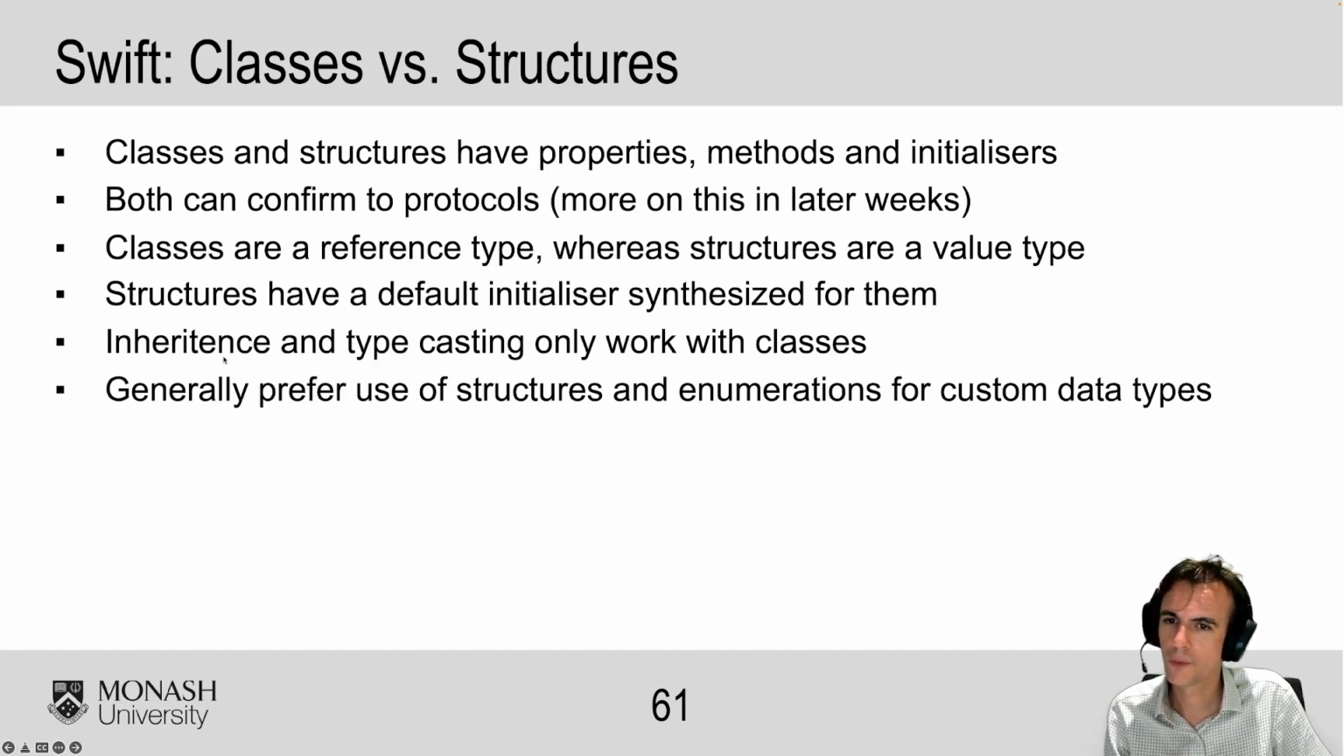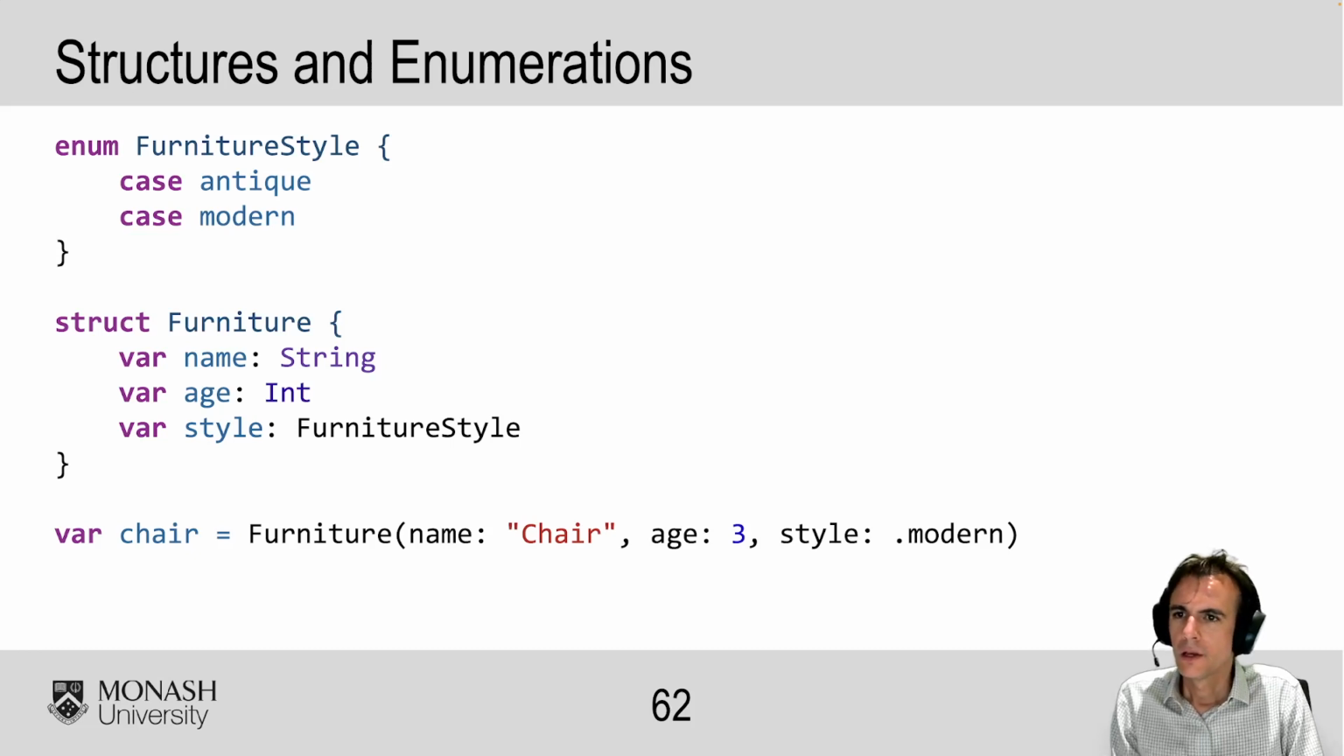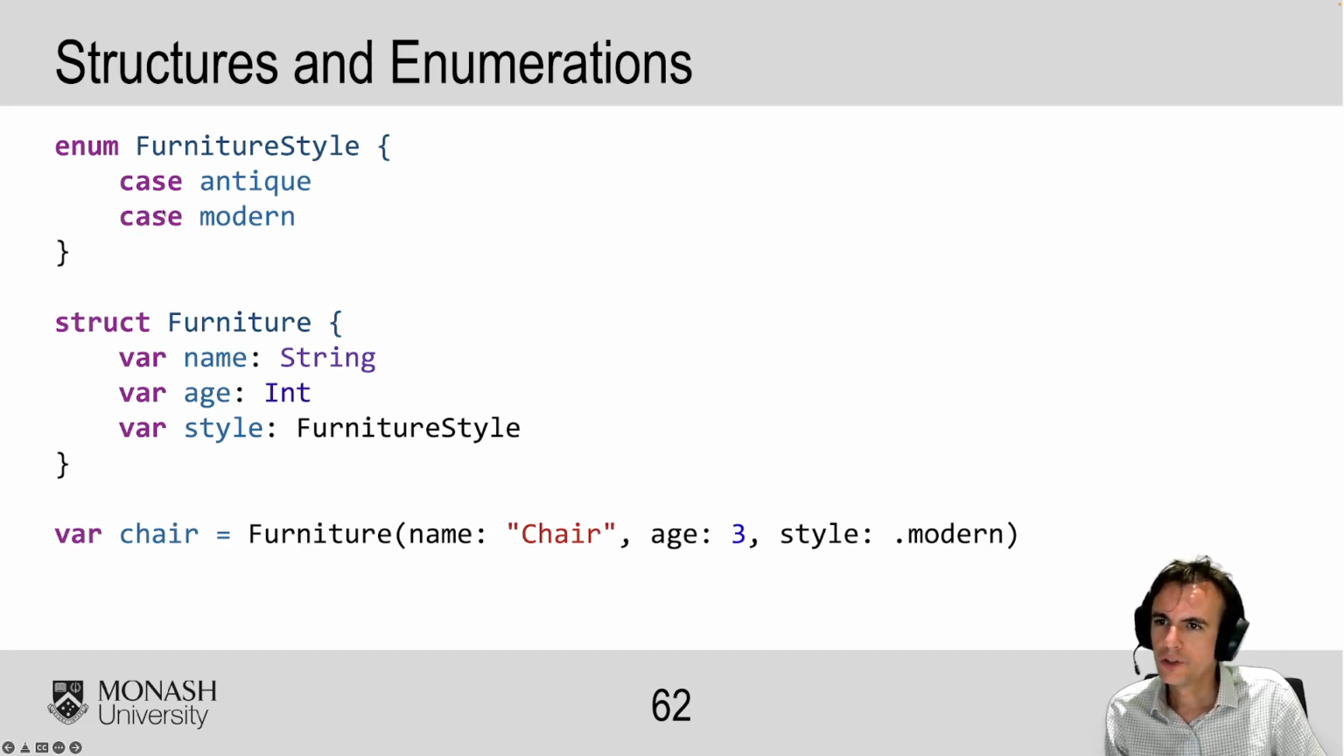So there are plenty of instances where we use inheritance and classes as part of writing and using things like UI view controllers, which we'll cover next week. So here's a quick example of a structure and an enumeration. For an enumeration, you can just say enum, give it a name, and give it a couple of values. And again, this is all strongly typed.